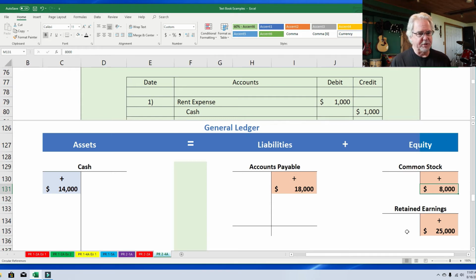So here's all we're going to do, folks, is we're going to just take these numbers from the general journal and put them right down here in the general ledger. I can see that my camera is going to run out of time here.